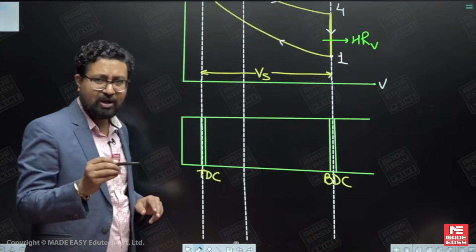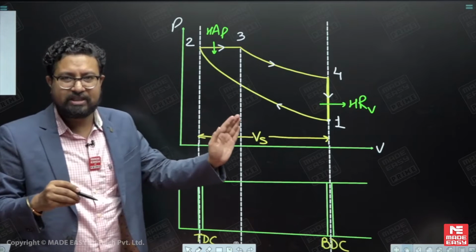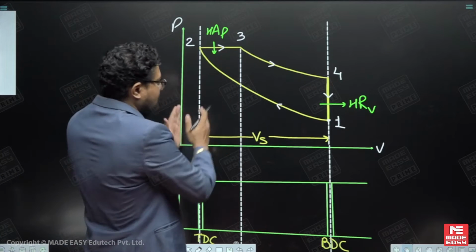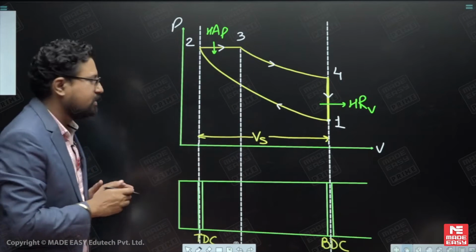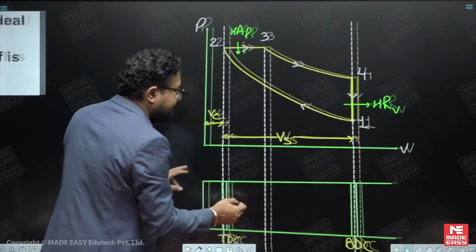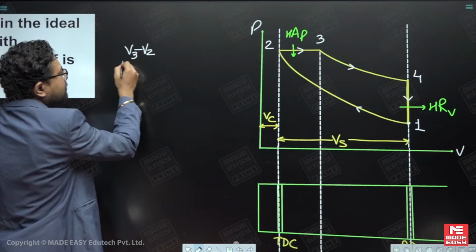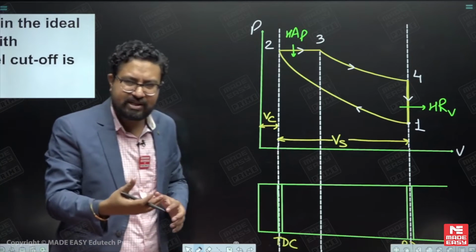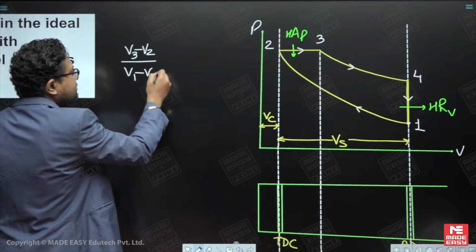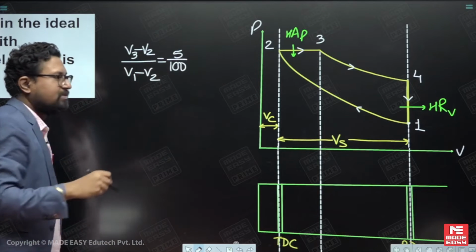Now we can say that 1 to 2 is the compression and 2 to 3 is the heat addition. That is what they are talking about. 2 to 3 is 5% of the swept volume or the stroke volume. This is the clearance volume which is VC. Now initially we have V3 minus V2, this is the volume during which the fuel injection or the heat addition takes place, divided by V1 minus V2. This is 5%, so this is 5 upon 100 if we talk in terms of fraction.